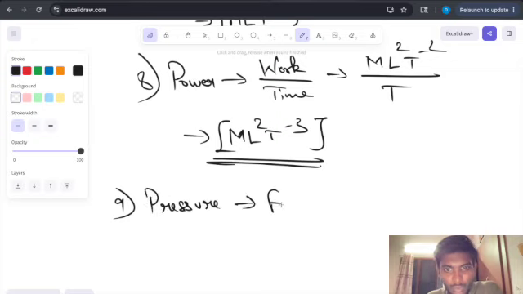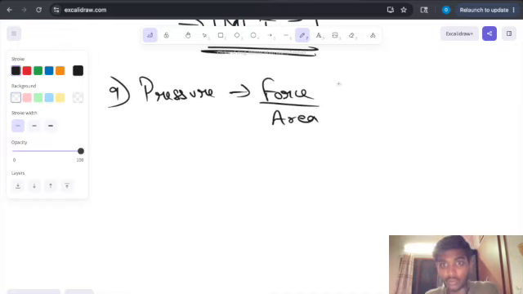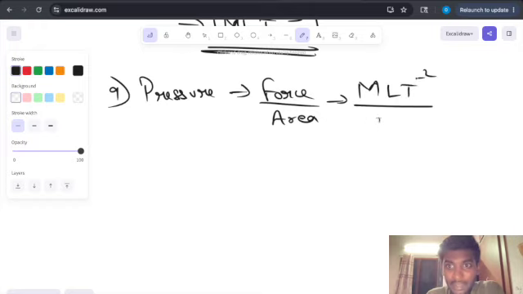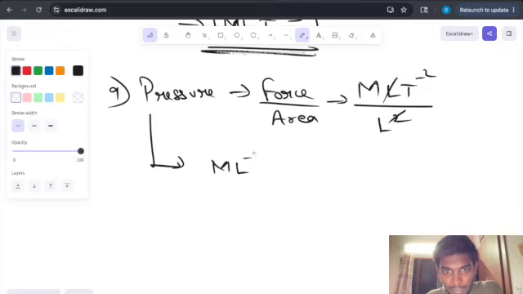So pressure is force by area. I know what the force dimension is. It is MLT to the power of minus 2. Area is L square. We have derived both of these previously. I can cancel L square. So now I get the pressure dimension as ML inverse T to the power of minus 2.